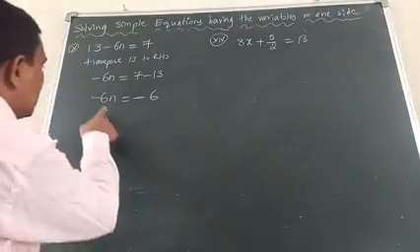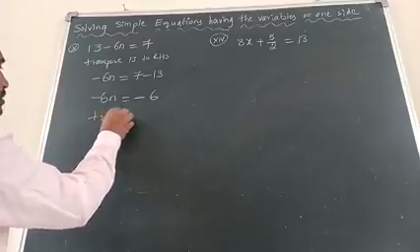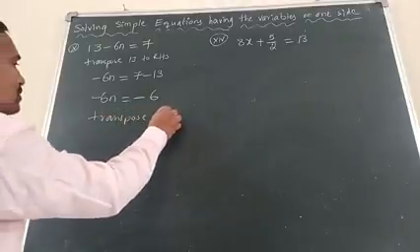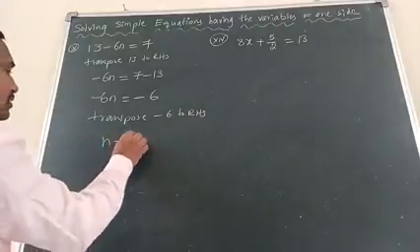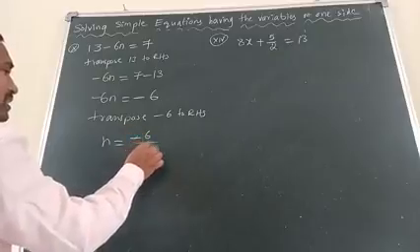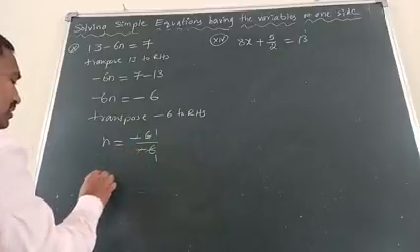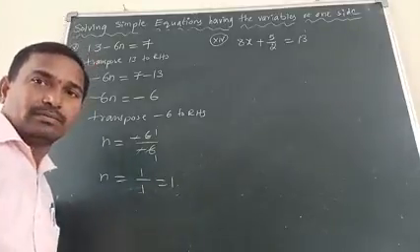Now transpose minus 6 to the RHS to find the value. So that is n equal to minus 6 by minus 6. Minus and minus cancel, 6 ones are 6, 6 ones are 6. That is n equal to 1 by 1. What is the n value? 1.